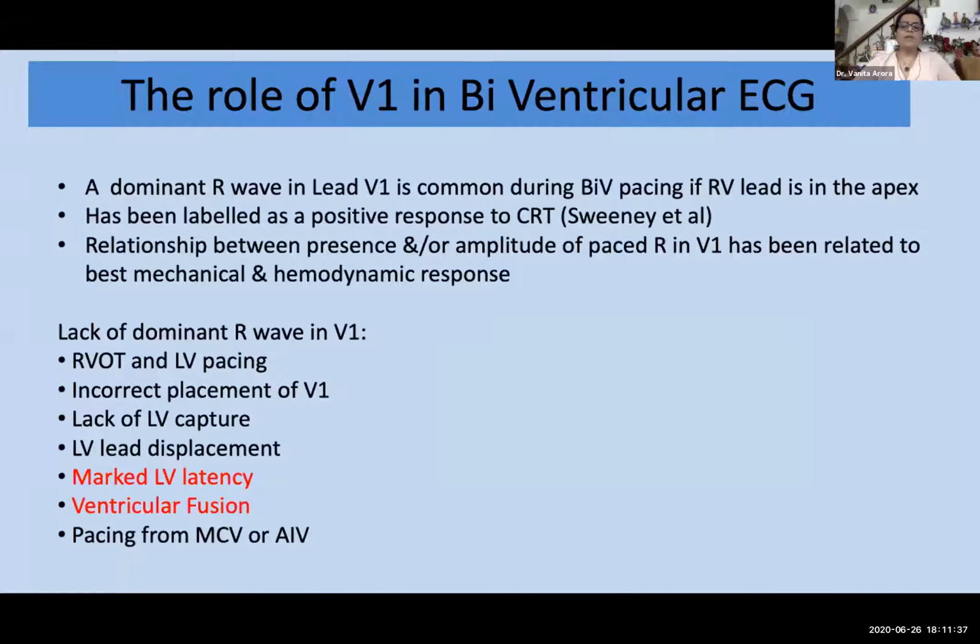So this has been labeled as a positive response by Swinney et al. And the relationship between the presence and the amplitude of the paced R wave in V1 has been related to the best mechanical and hemodynamic response.